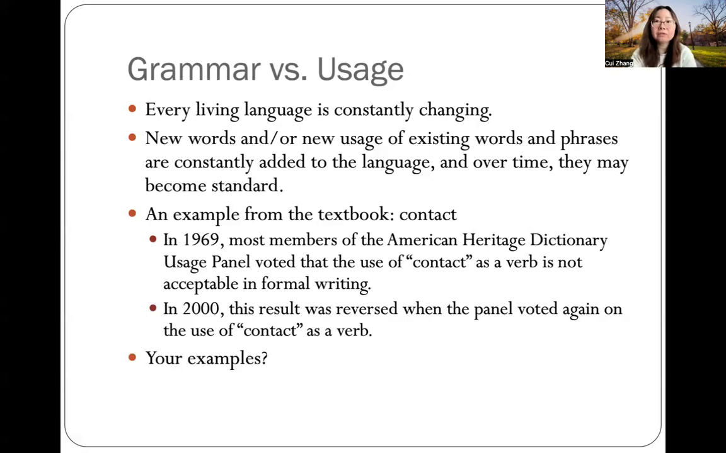You can also think of other examples of how usage changes people's understanding of words, either new words or existing words.